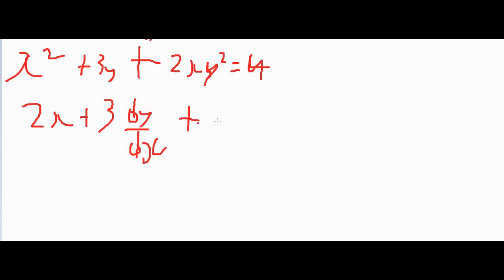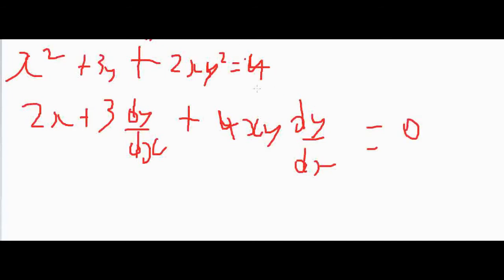Plus 4xy dy/dx equivalent to 0, of course, because you differentiate the constant, you get 0. And then from here we will just factorize and solve for dy/dx.